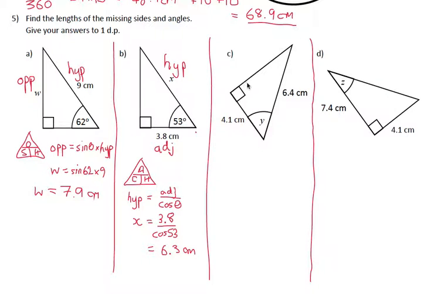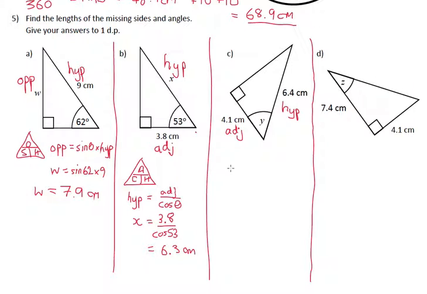On C, we've got to find a missing angle. And it's slightly different finding an angle, but we still go about it the same way at the start. We label the sides that we've been given. So we've got here the adjacent, because it's between the angle that we've been given and the right angle. And we've got the hypotenuse, which is the longest side, and it's also opposite the right angle.